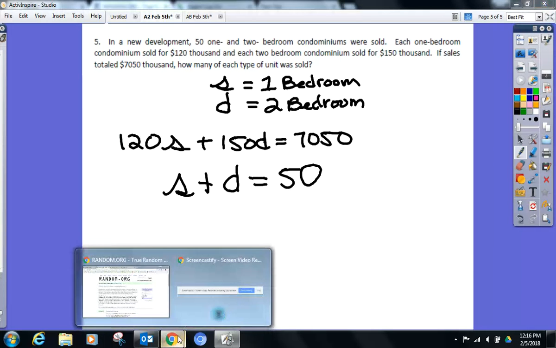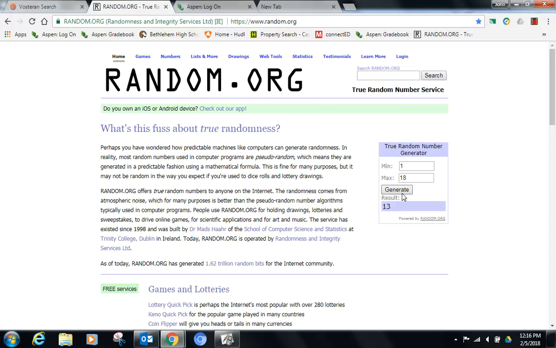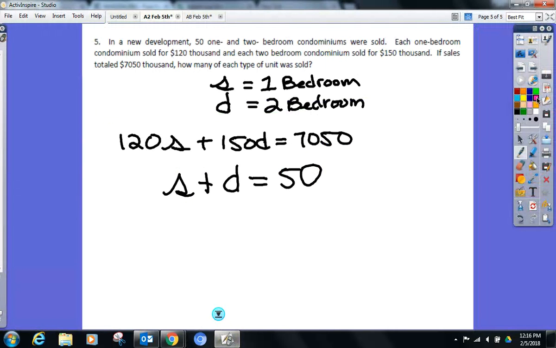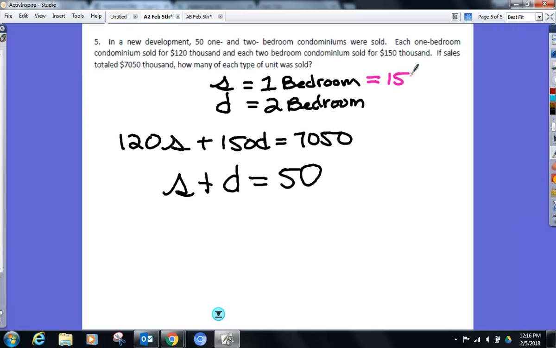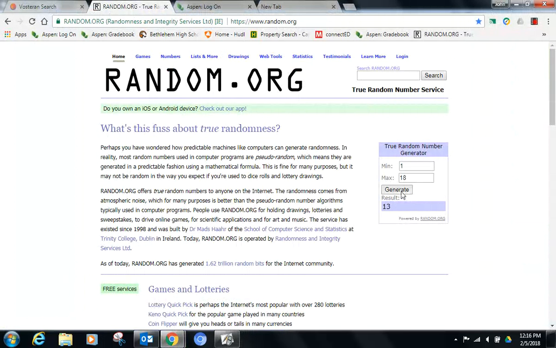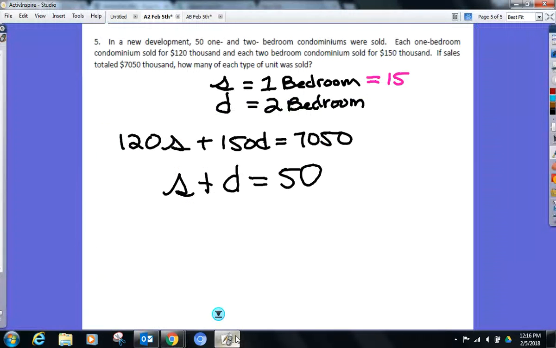All right, here we go. How many 1-bedrooms do you have? 13? How many 1-bedrooms? 15 1-bedrooms. Got it. And that would mean how many 2-bedrooms then if I have 15 ones? 35 2-bedrooms.